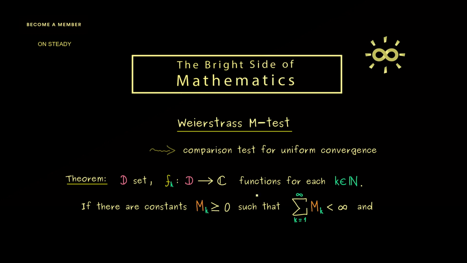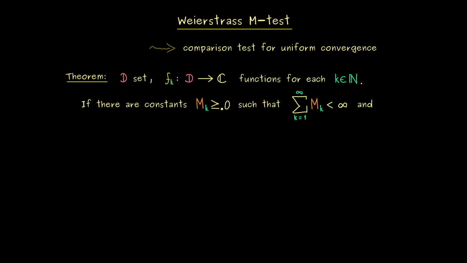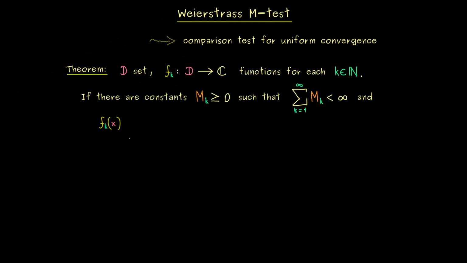And now in addition, the constants should always be bigger than the values of the functions f_k. More precisely, we look at f_k(x) and take the absolute value of this. And then this should be less or equal than M_k. And indeed, we want that for all k in N and for all x in D. So the constants M_k form a uniform majorant for the functions.